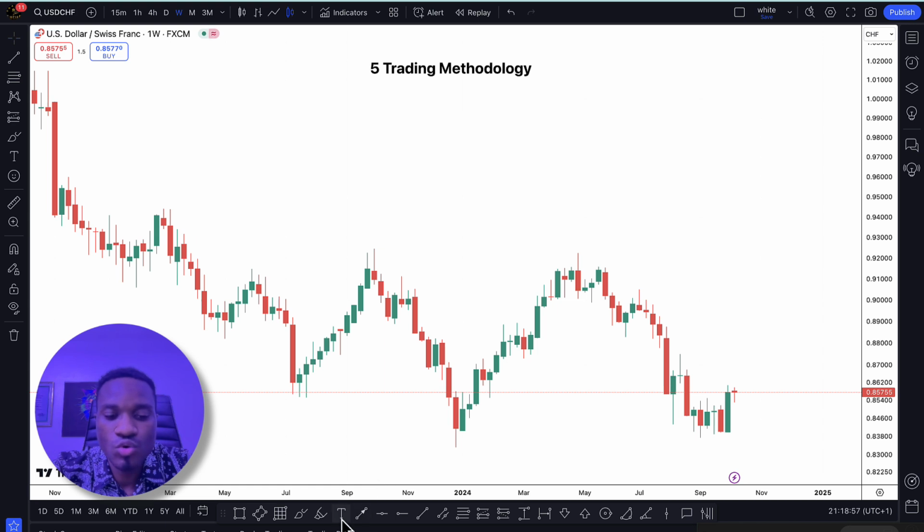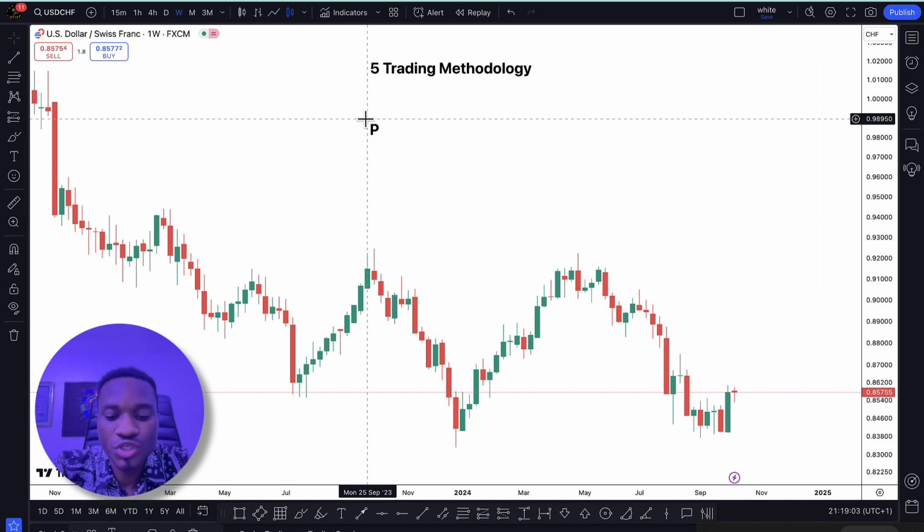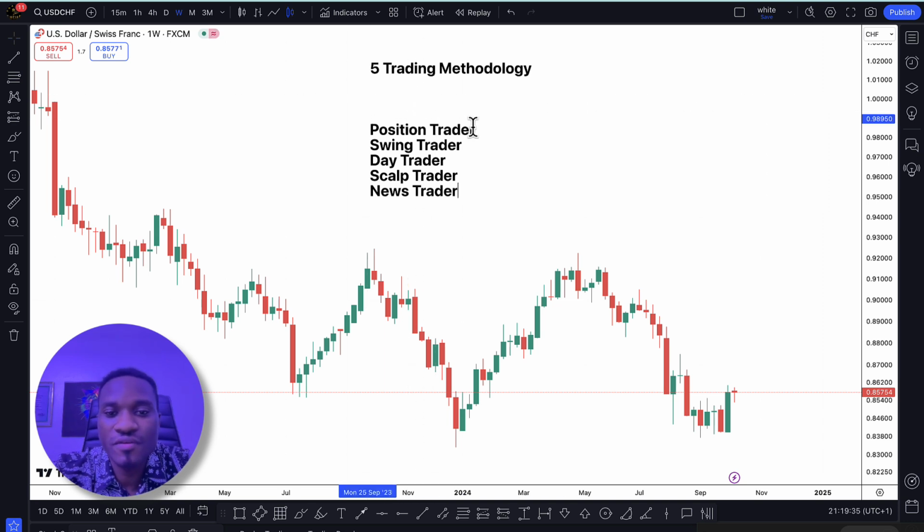So in the market, we have 5 different types of traders. We have the 1 position trader, right? And the 2, we have the swing trader, right? And the 3, we have the day trader, and the 4, we have the scalp trader, right? And the 5, we have the news trader, right? So these are the 5 different trading methodologies.